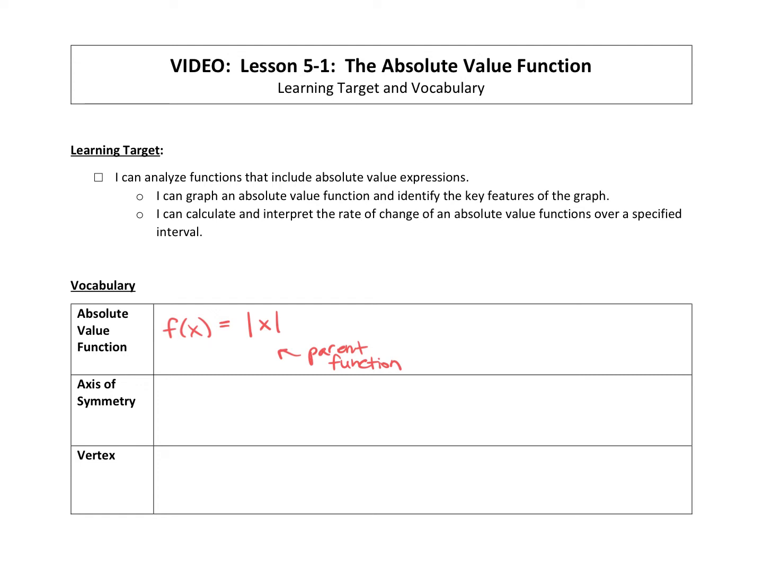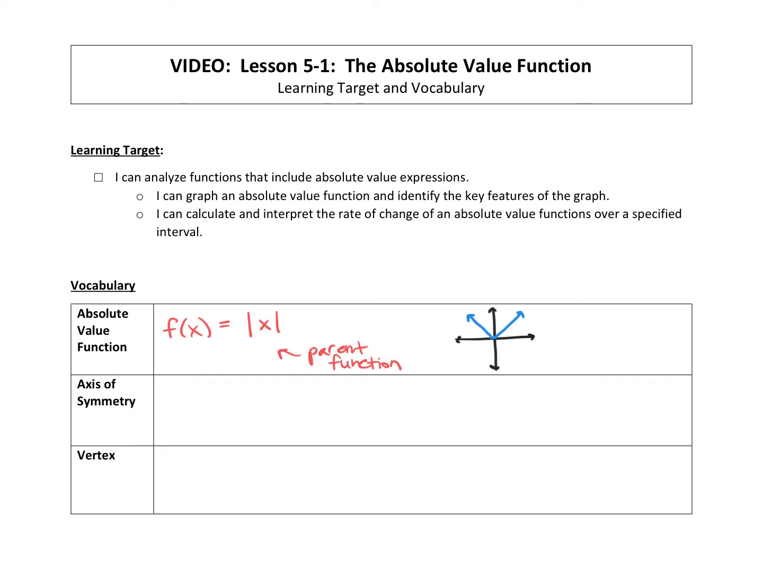Let me just show you a sketch of what this looks like. So if here we have your x and y axes, the absolute value function looks like this. So that's what the absolute value of x looks like.